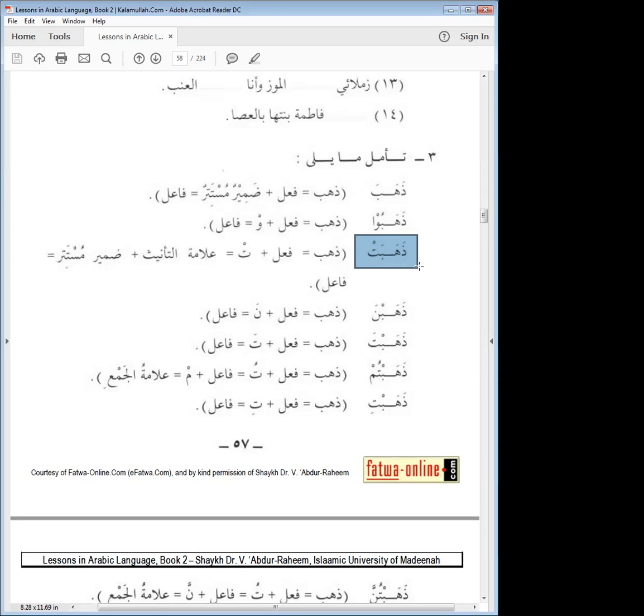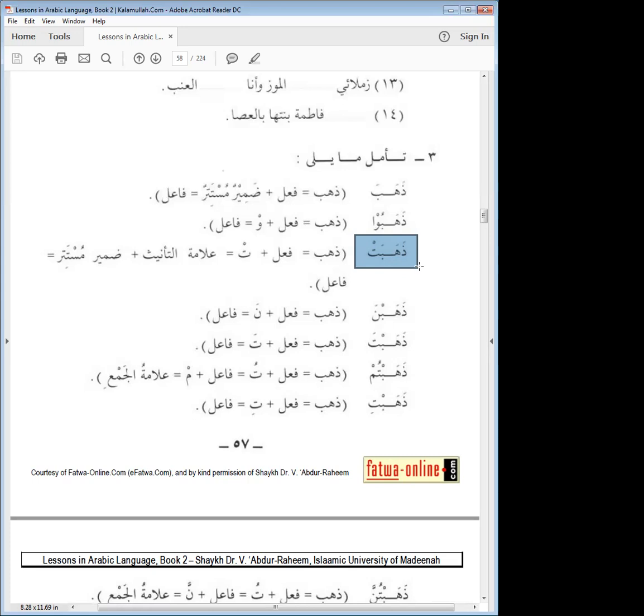fi'l. The ta at the end, it is not called the fa'il, right? This is the ta'u ta'nith or the alamatu ta'nith, or the sign of it being the female or feminine verb. This is not the fa'il, right? So it's very easy to remember.